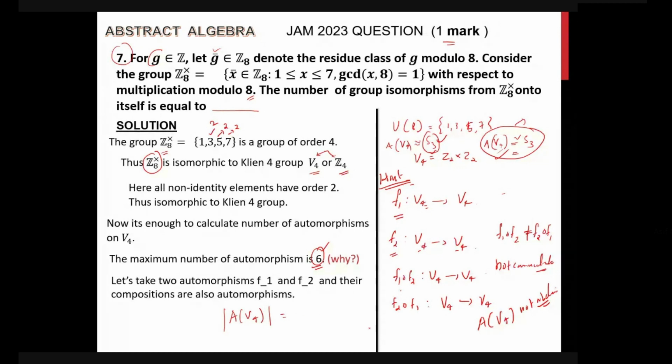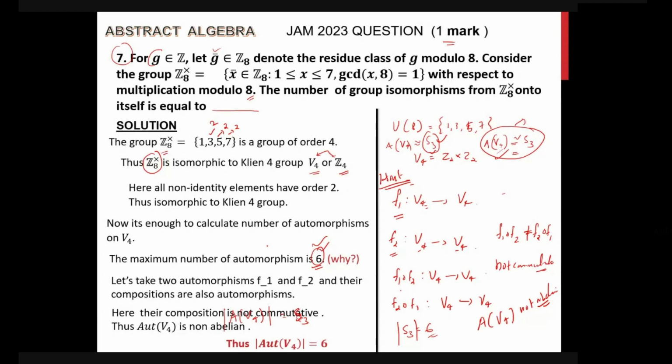The smallest non-abelian group is of order 6, right? Smallest non-abelian, 6. So this must be isomorphic to S3. That means the number of elements in the automorphism group of V4 is 6. So the answer must be equal to 6, non-abelian.